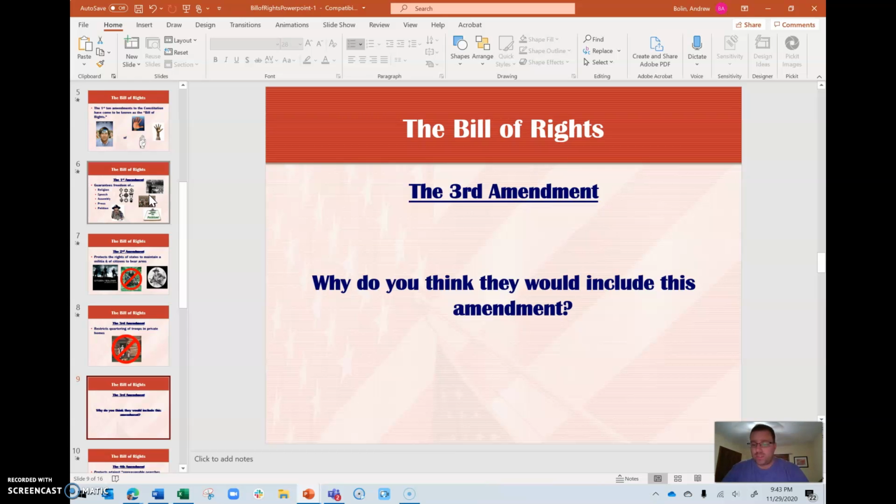I want you to pause for a second after reading this question. I want you to think to yourself and answer this question to yourself and get some logic behind that. I'm asking you this particular question because you should be seeing it again. So why do you think they would include the Third Amendment? Why would this even come up? Why would this be important? So pause and take a second to ponder.